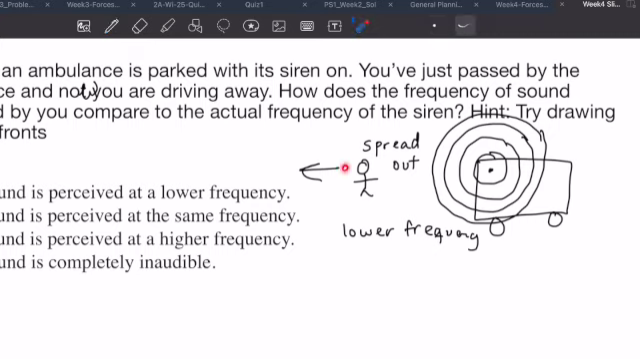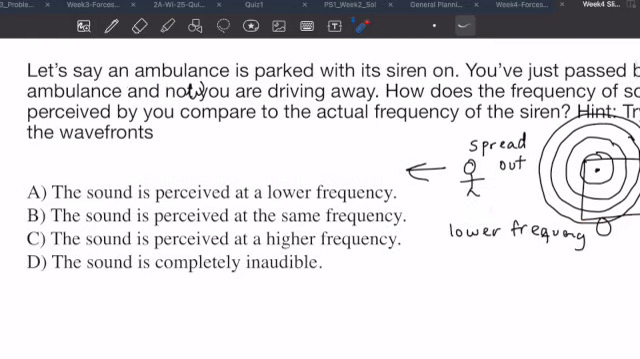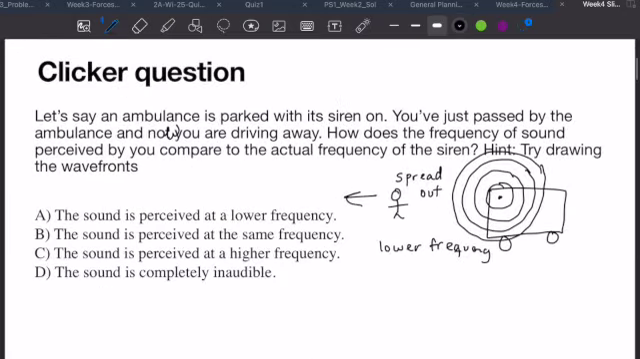So you going away from the ambulance is similar to you standing still, but the ambulance going away from you. It's essentially just how the two, you and the truck, are moving relative to each other. So in this case, you end up hearing a lower frequency than the actual frequency of the siren.